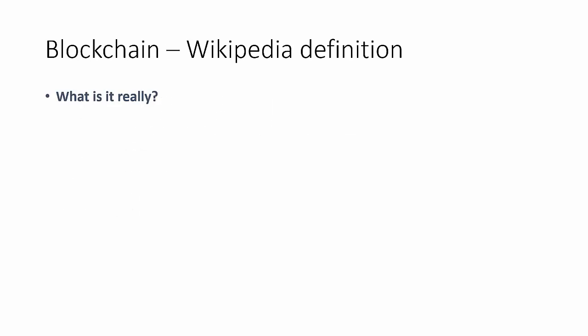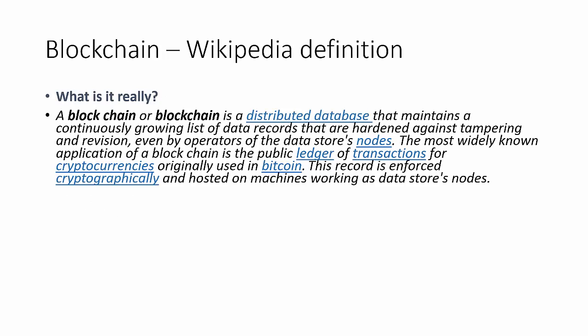What is this blockchain? As you can read here in the Wikipedia definition, it is a construct that is a constantly growing list of data records maintained by nodes in a network, and cryptography is involved to secure it. Some of the more important characteristics are highlighted.